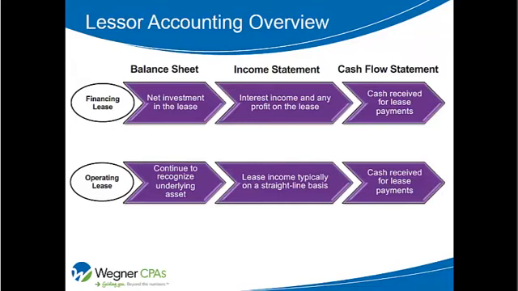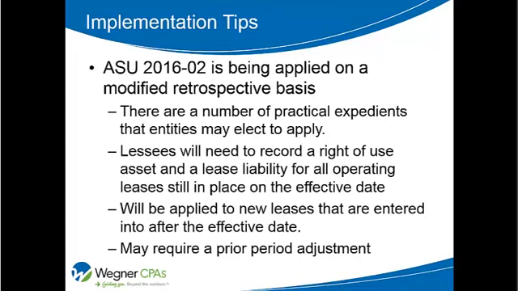So for implementing this standard, again, it's 2 years out, but just some things to be thinking about. They're going to do this on a modified retrospective basis. So again, they are going to look back, but there are going to be several practical expedients that you could elect to apply to make this implementation easier. So again, that's going to be something that you're going to want to talk to with your accountant or your auditor on if you want to elect any of those practical expedients.